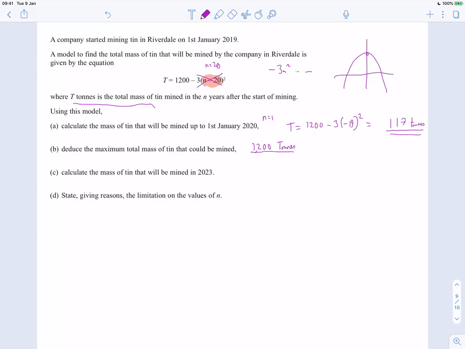Here's my thought process. 2023. So 19 to 20.